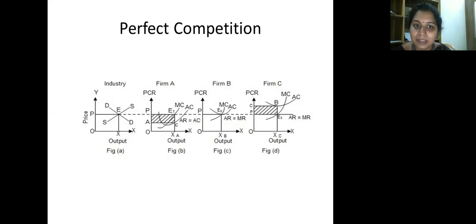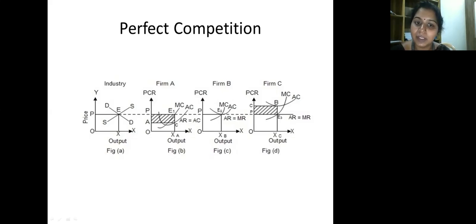Here, if you see, there are diagrams given. These diagrams come under the perfect competition market structure. The equilibrium point of the firm is E1. Why E1? To find the price and output, there are two conditions. First, MC should be equal to MR. Second, the MC curve should cut the MR curve from below. If a point satisfies these two conditions, then that will be the equilibrium point.